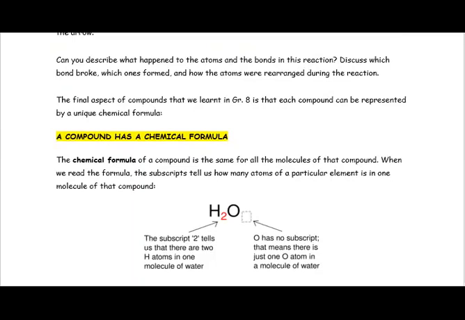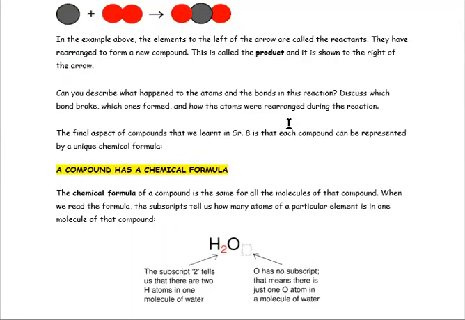Can you describe what happened to the atoms and bonds in this reaction? Discuss which bond broke, which ones formed, and how the atoms are rearranged. So we did speak about this. We said that the bond that's holding oxygen together breaks, and then oxygen bonds with carbon to form an entirely new compound called carbon dioxide.